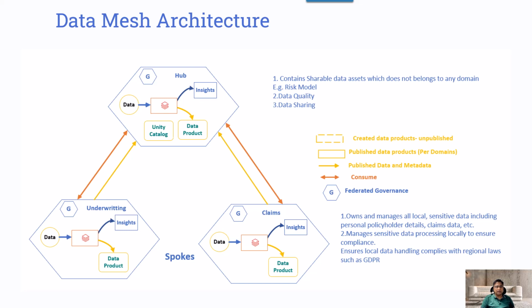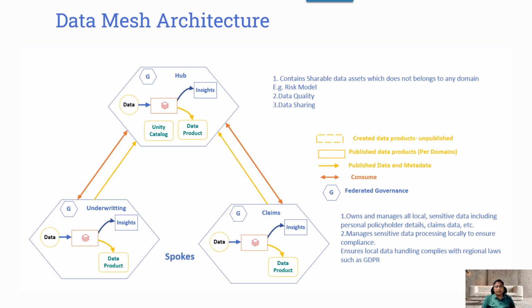Then in terms of spokes, they are located in different geographies like Europe, Asia, North America. And these spokes have local data management because each region has its own sensitive data pertaining to their customers. For example, California has its own data sets which are very specific to the California data privacy rules, right? And these California policies cannot be shared outside the US or outside California. So the information coming from that location needs to stay there.